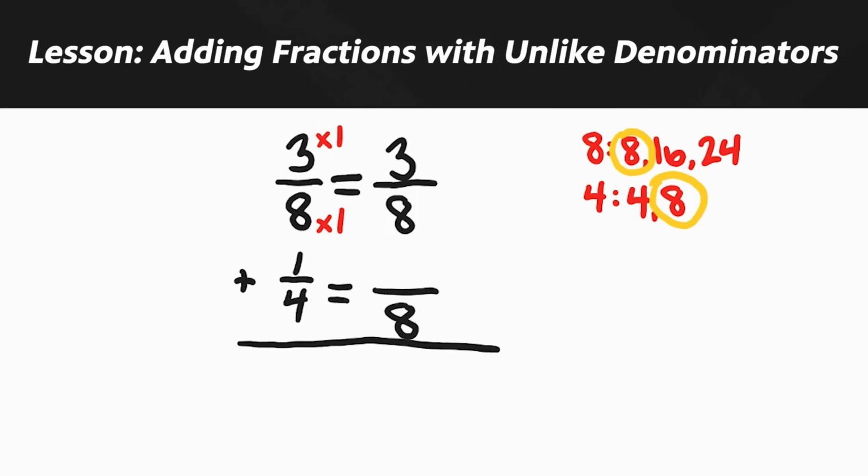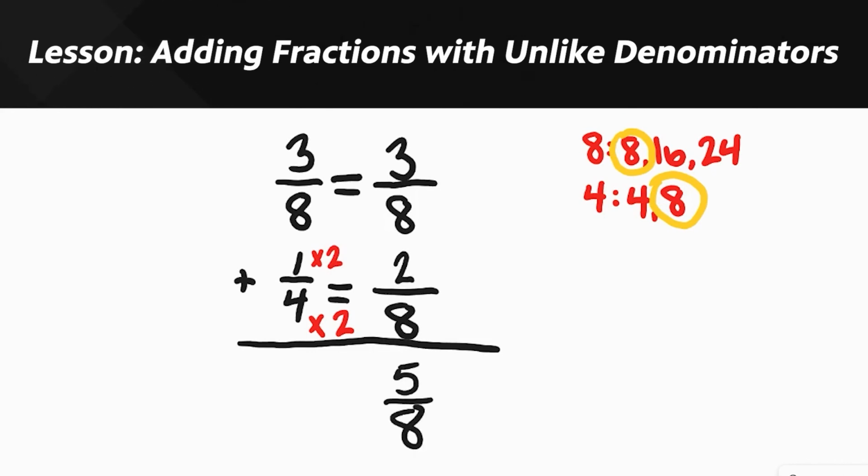For the other fraction, how do we get from 4 to 8? We multiply it by 2. So let's do a times 2 on the top, which makes a new fraction of 2/8. Time to add. 3/8 plus 2/8 is 5/8 because we only add the numerators, and it's already in simplest form as well.